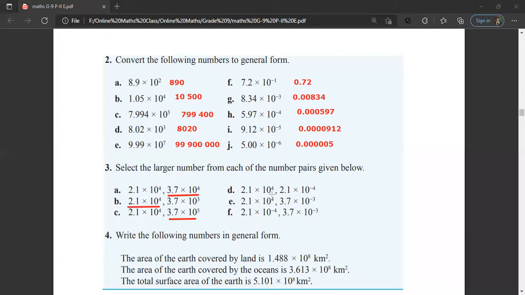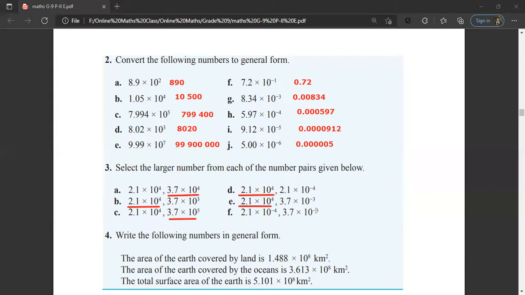2.1 into 10 to the power 4. Very good. E. 2.1 into 10 to the power 4. Same one, no? Yes, good. F. 3.7 into 10 to the power minus 3.